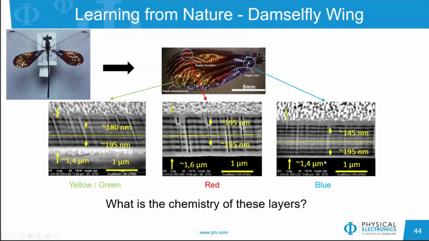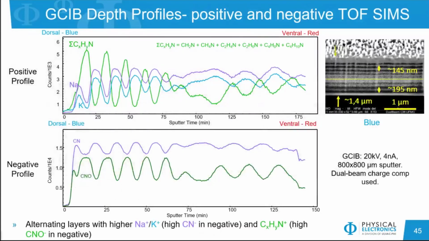And so the big question is, what is the chemistry of these layers? An argon gas cluster was used to depth profile these materials because it's an organic, to see if we can identify what the chemistry is in these layers as we go through the wing.